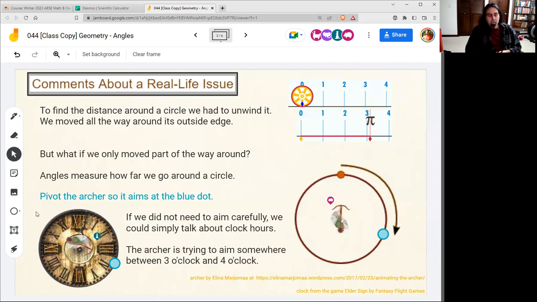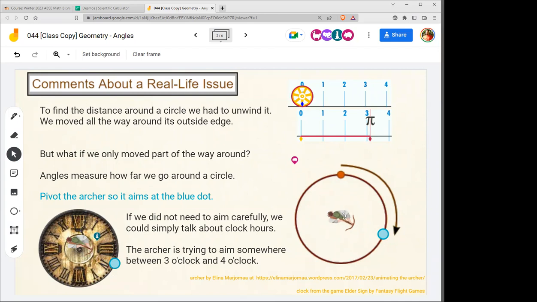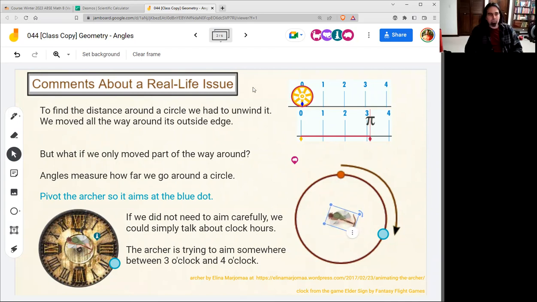So we want to be able to aim things carefully so we can shoot our cannons and spaceships and whatever in the right directions. If we didn't have to aim carefully, we could just use a clock and say, hey, the archer is aiming kind of between 3 o'clock and 4 o'clock. But if we want to aim more carefully, we need more than that, so we know where to aim the archer. Everyone okay so far? Yeah. So how much of a turn do we do?